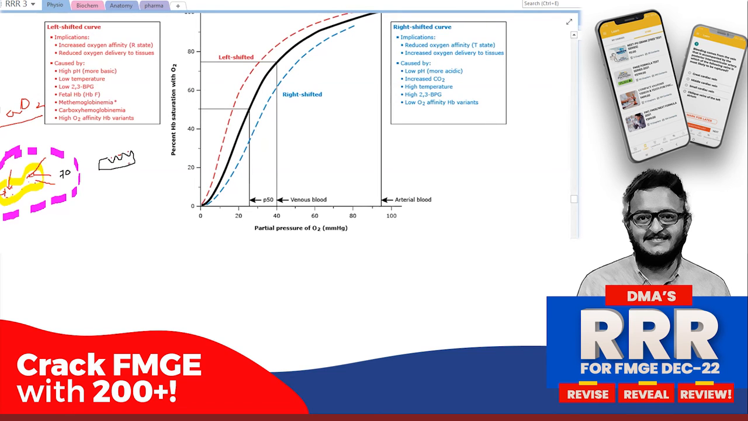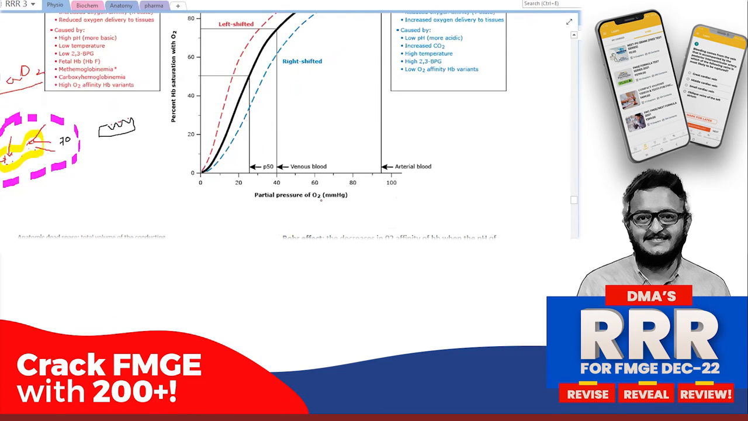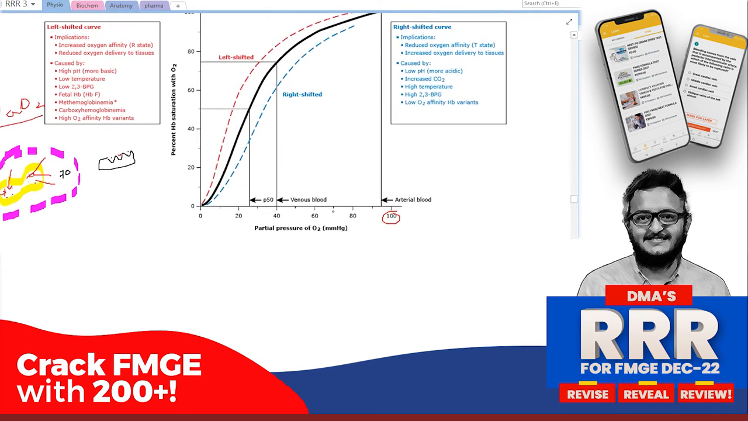But no, my dear, this is the beautiful nature of our system. Even if the partial pressure goes from 100 to 70, look over here, what is the percentage of HB saturation? I'm talking about percentage of HB saturation.